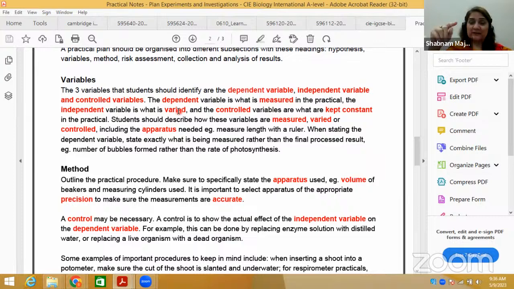Discontinuous independent variable means, for example, as I already mentioned, the number of stomata present in the upper and lower surface. You know, that it depends. So basically, the independent variable can be both ways. Then come the control variables.